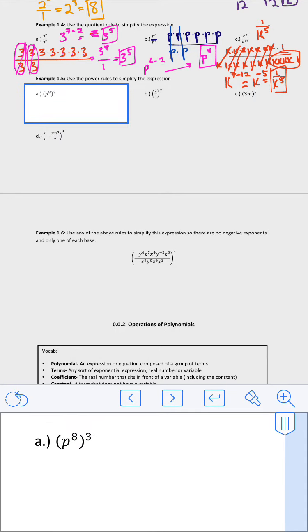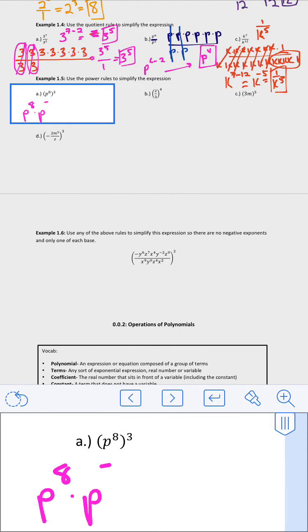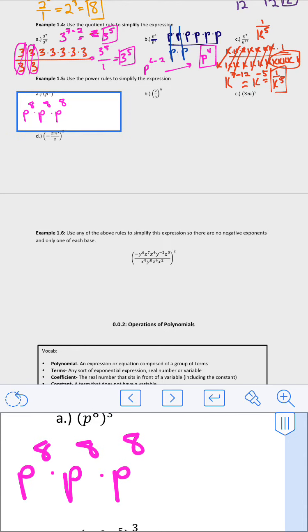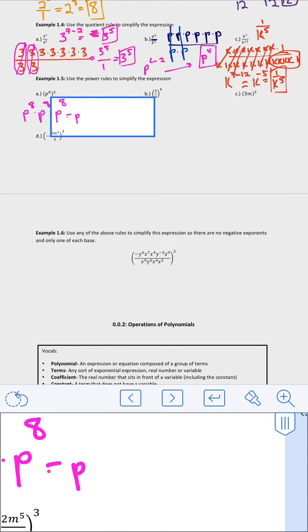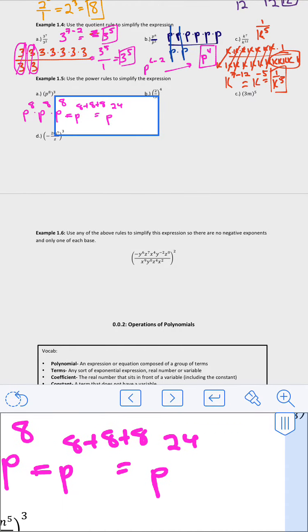Now, if we think about this as just considering P to the 8th, we'll consider that an entity, and we're going to times it by itself 3 times. So we're going to do the outside one first. So P to the 8th to the 3rd means P to the 8th times P to the 8th times P to the 8th, right? In other words, I have 3 P to the 8ths I need to multiply. Now I can use the product rule. If I use the product rule, then I have P to the 8 plus 8 plus 8, or P to the 24th. And that's how I'd simplify that bad boy up.